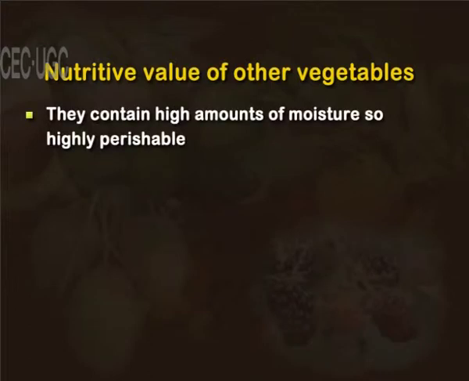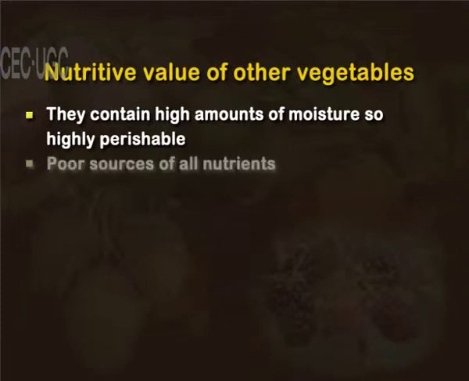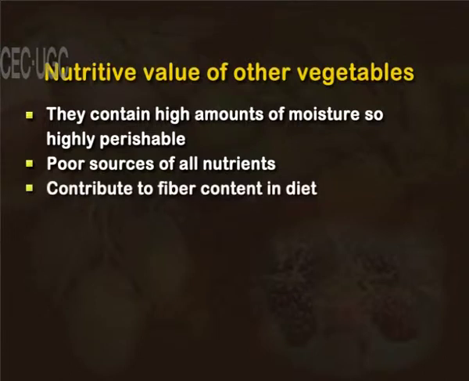Now we also have a third class of vegetables which we put as other vegetables. Now they include lady's finger, brinjal, gourds, beans, etc. Now let us see their nutritive value. They contain high amounts of moisture, therefore they are highly perishable. They provide moisture to the diet. Now they are poor sources of all other nutrients, but they are very good sources of fiber in the diet.